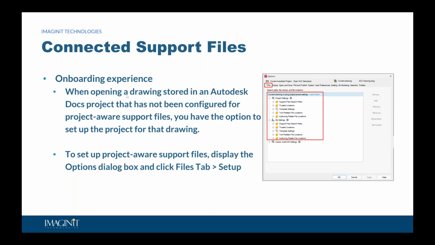So with the onboarding experience, when you open a drawing stored in an Autodesk Docs project that has not been configured for project-aware support files, you have the option to set up the project for that drawing. To set up project-aware support files, display the Options dialog box, and then click the Files tab and then Setup. And you will see that you now have project settings, your personalized settings, and then underneath are your classic AutoCAD settings.